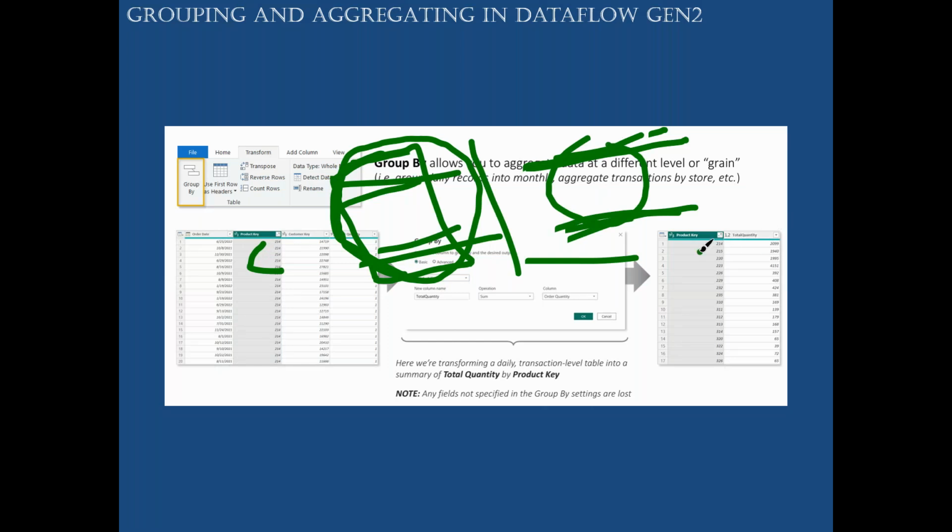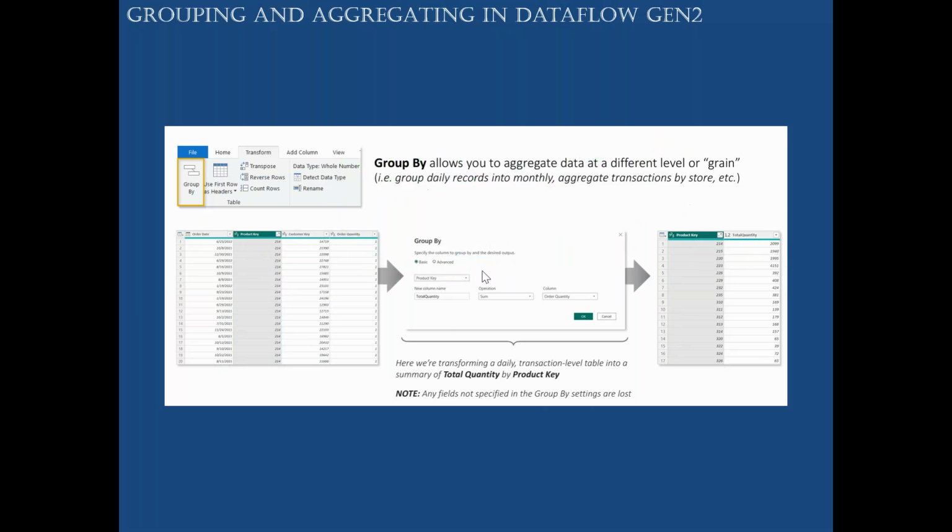So for each product key, see product key 214, the total sales is 2099 products sold. And for product key 2020, we have sold a quantity of 1999. So that's how you can get that.